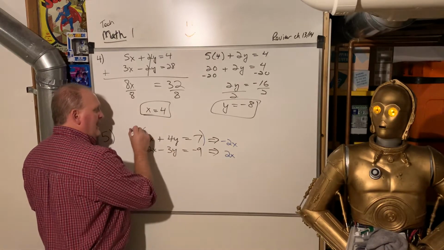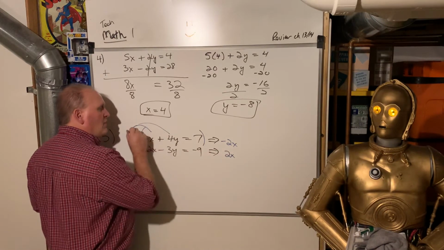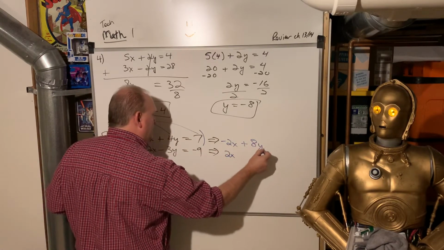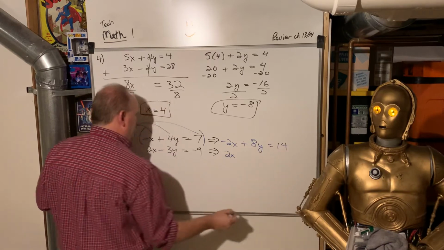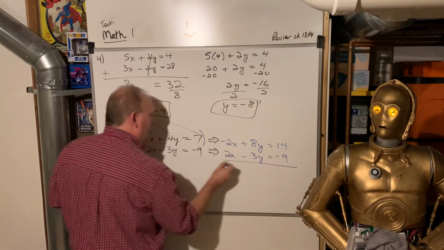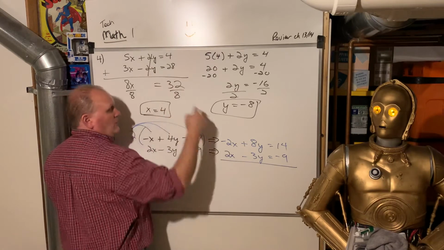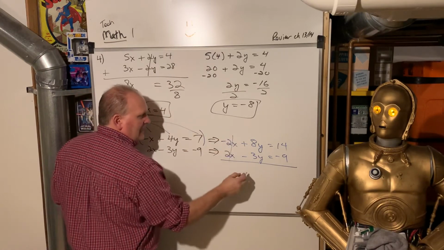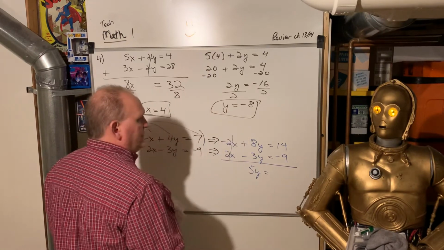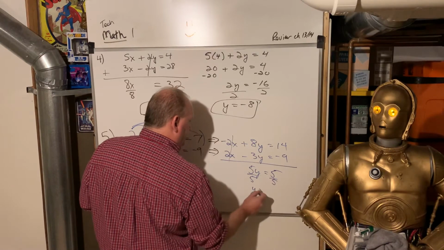And here's the thing. I had to multiply that to get the negative 2x that I wanted to cancel that. But the rest of them also have to be multiplied. It's like collateral damage. Plus 8y equals 14. This one, minus 3y equals negative 9. I didn't change a thing on that one. I wrote it exactly as it is. Now when I add straight down, just like that one, the x's die. I got 5y equals 5. Divided by 5, y is equal to 1.